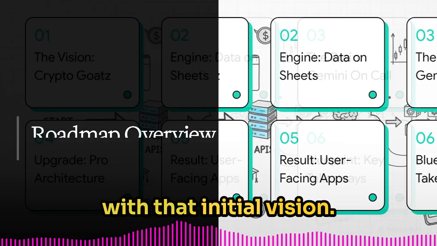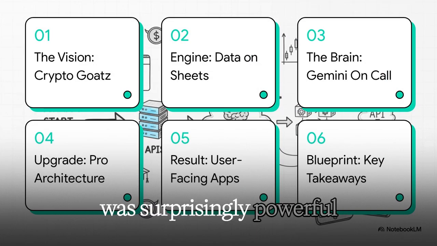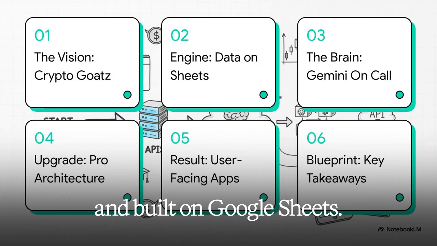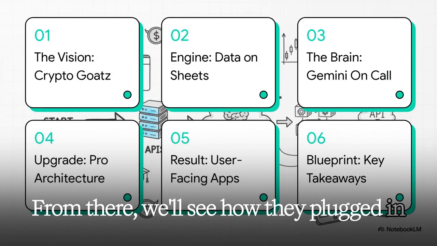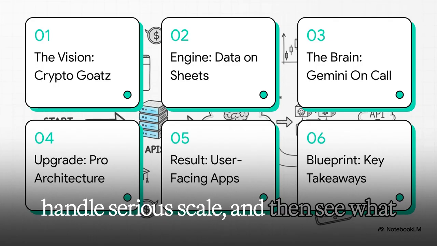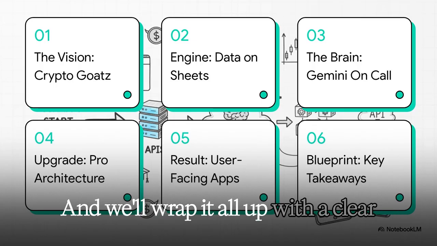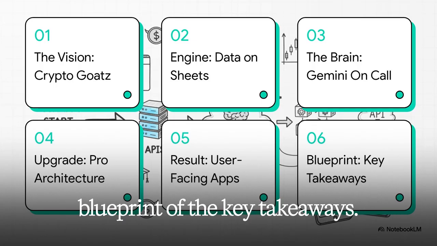All right, so here's the roadmap for our journey today. We're going to start with that initial vision. Then we'll get into the weeds of that first data engine, which was surprisingly powerful and built on Google Sheets. From there, we'll see how they plugged in an AI brain, upgraded the architecture to handle serious scale, and then see what user-facing apps this all actually powers. And we'll wrap it all up with a clear blueprint of the key takeaways.